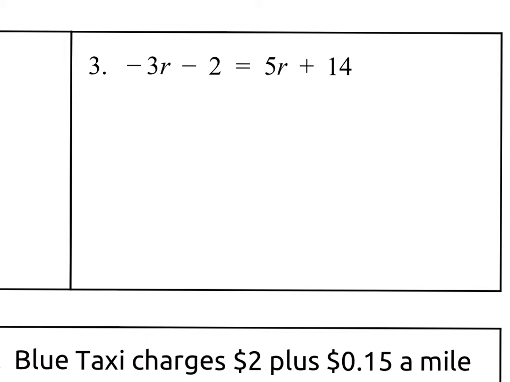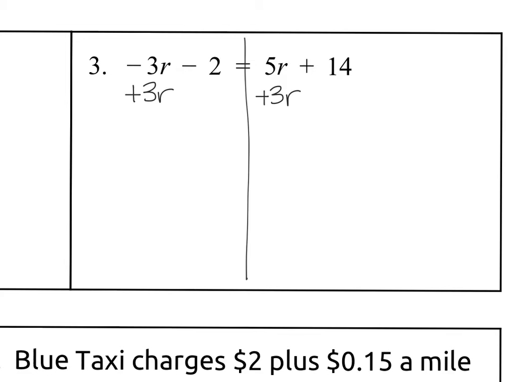And now we have moved on to number 3. We have more going on here, particularly with integers. Negative 3r minus 2 equals 5r plus 14. If we want to solve this, we need to have a variable on the same side. I would choose adding 3r to both sides.